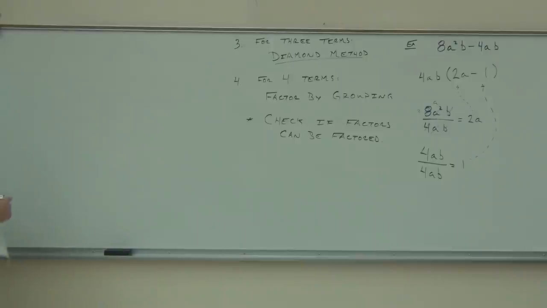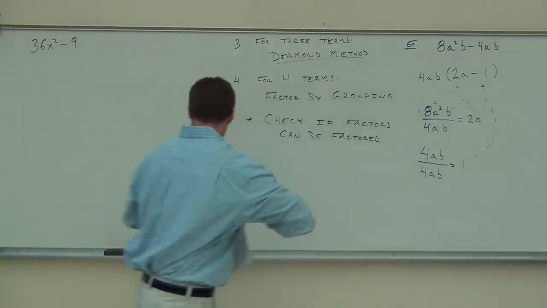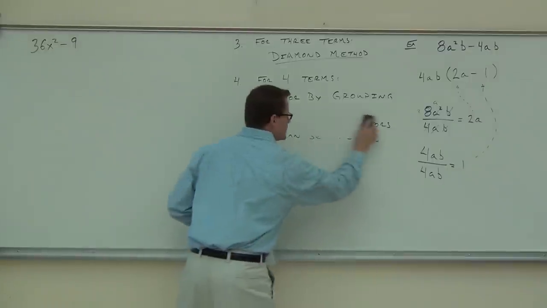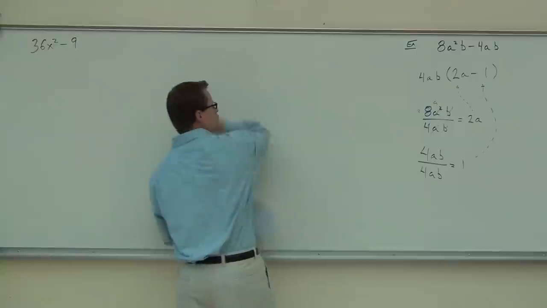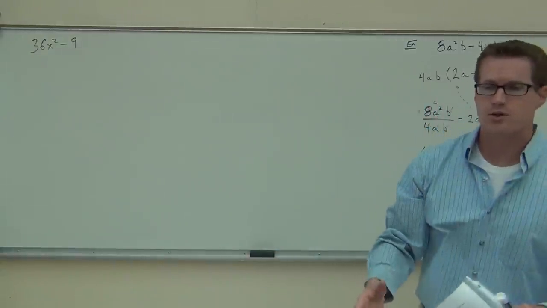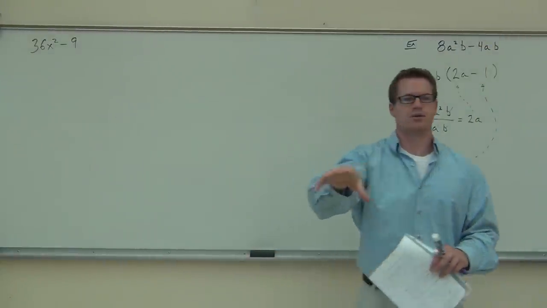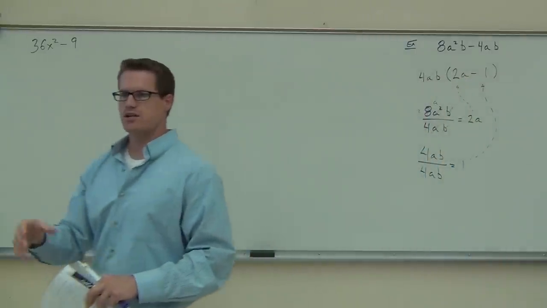So let's say we've just conquered that problem. Let's say we have something like this, 36x squared minus 9. Tell me, folks, what is the first thing that you're going to do? Are you going to start counting the number of terms first? No. Does that matter at this particular point right now? No. You're going to look for what first, everybody? Greatest common factor. Please look for that. Look for the greatest common factor first.